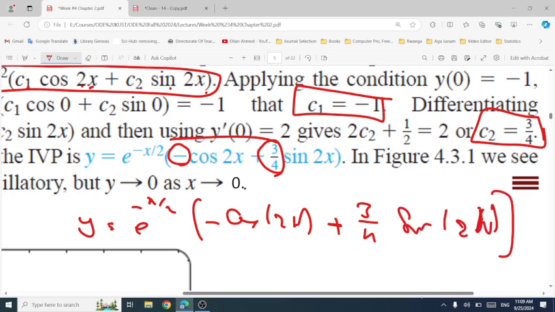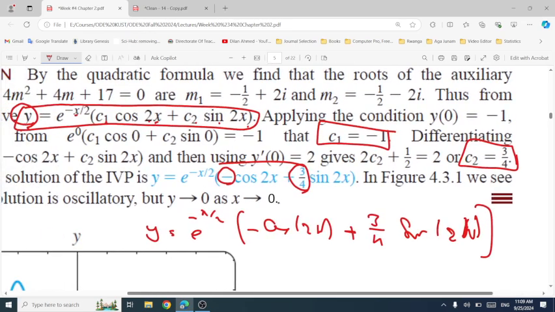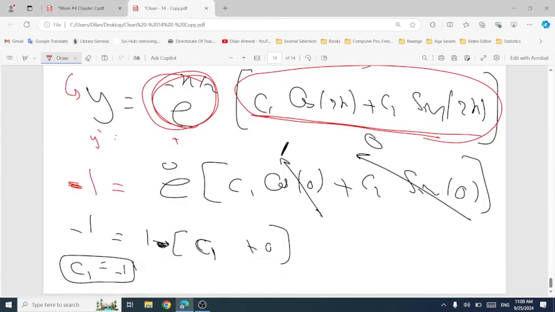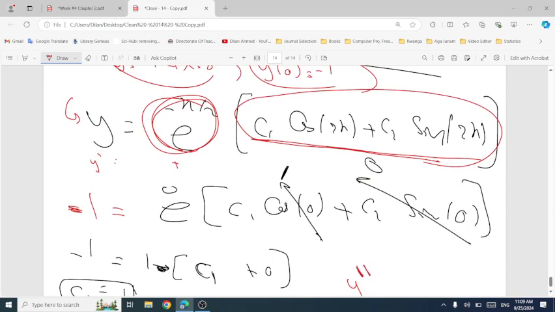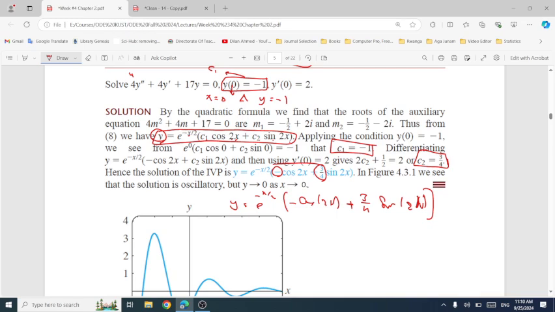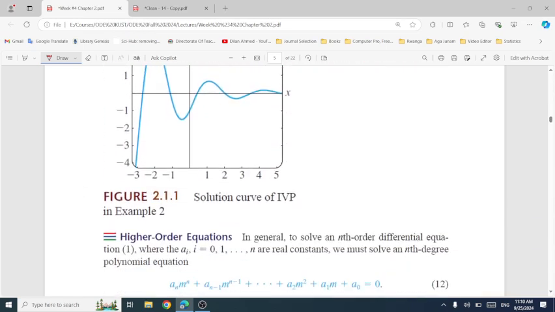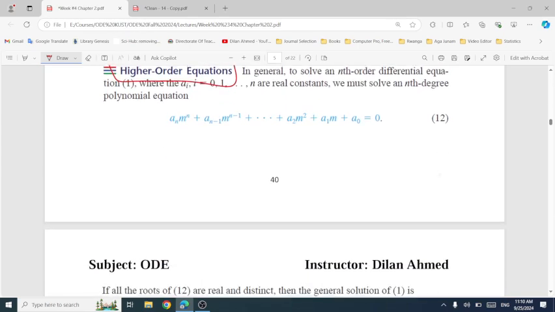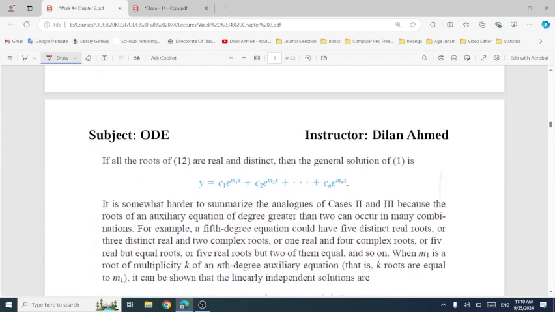Okay, guys? Easy? Hello? All this information was about second order differential equations. What do you mean by second order? Your y has a prime and a double prime. This is the second order. How about higher order differential equations? It means that the derivatives we have are more.